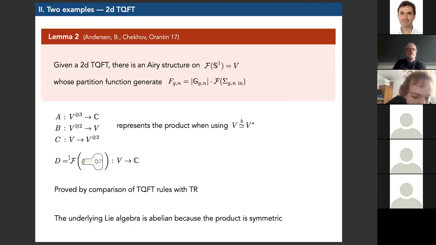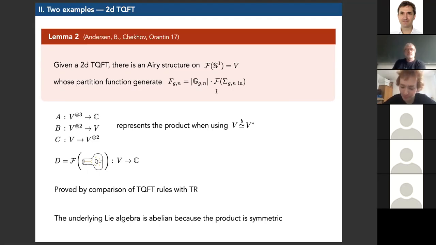And then for D, well, you're going to take what the TQFT associates for the torus with 1 boundary. It's a linear map from V to C. If you do this, I'm claiming that the FGN that the Airy structure computes is, up to this number of graphs we already saw, the TQFT functor.